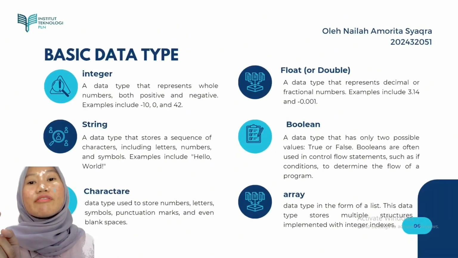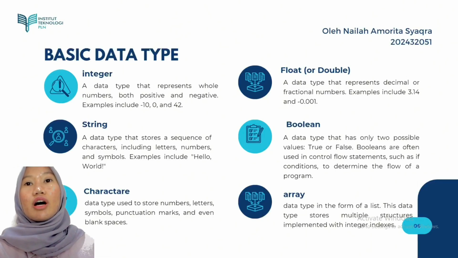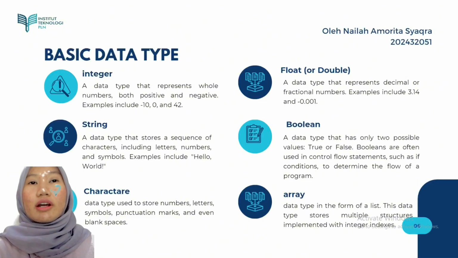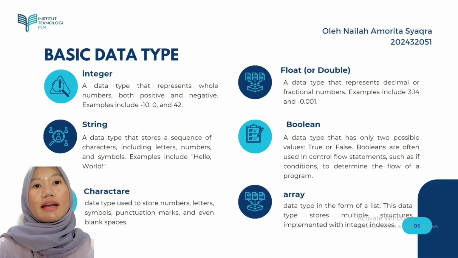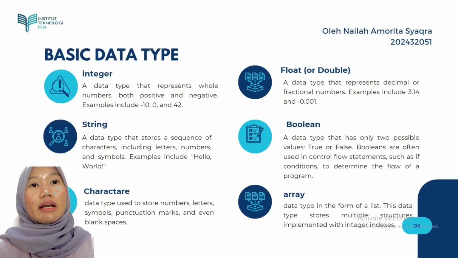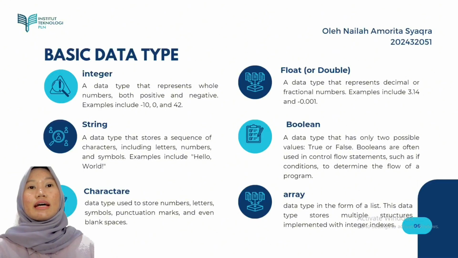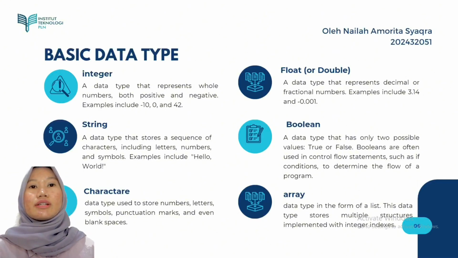Okay, the next slide is basic data type. Data types have 6 types, namely integer, string, character, float, boolean, and array. Okay, first, integer. Integer is a data type that represents whole numbers, both positive and negative. The second is string. String is a data type that stores a sequence of characters, including letters, numbers, and symbols.